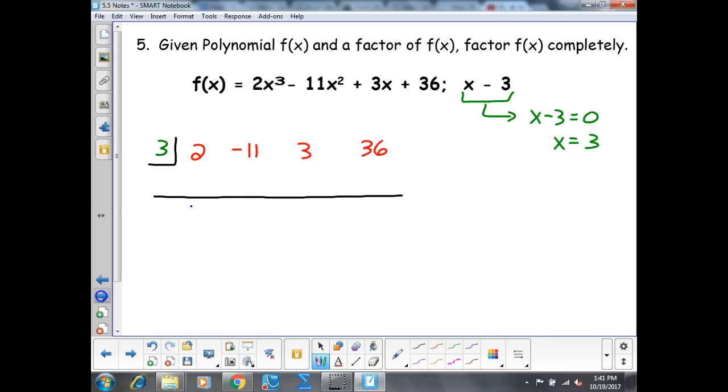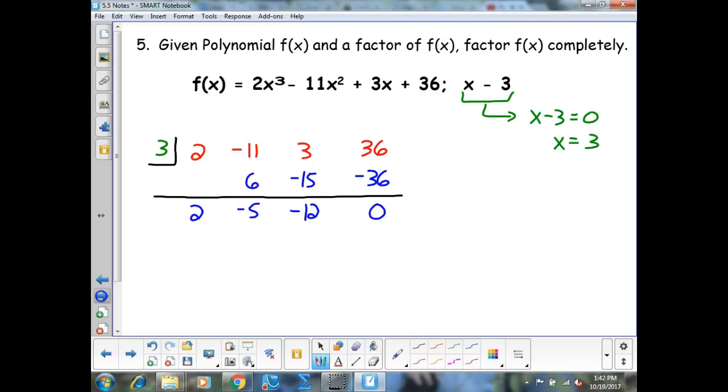Drop it like it's hot. Multiply. Add. What do I multiply to get x squared? I'm going to multiply by x, and I'm going to put it in the x column.